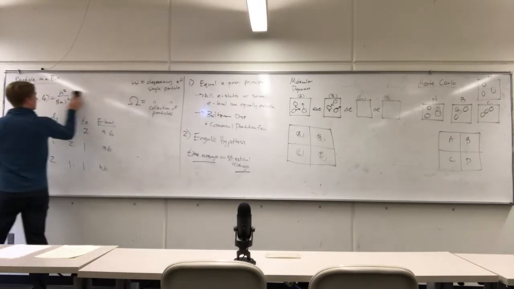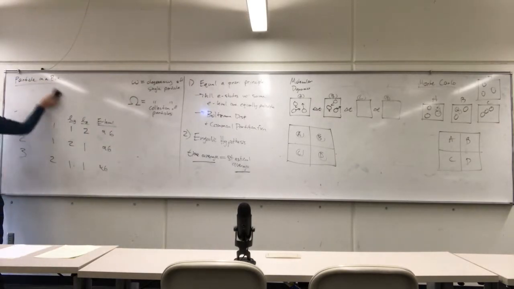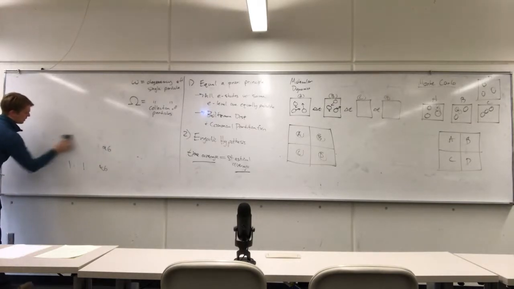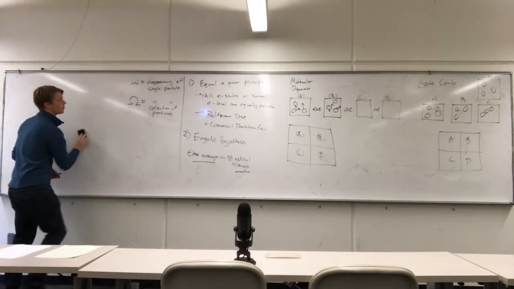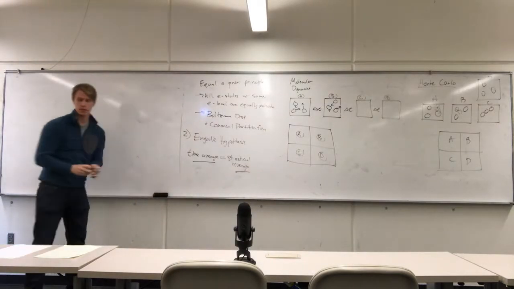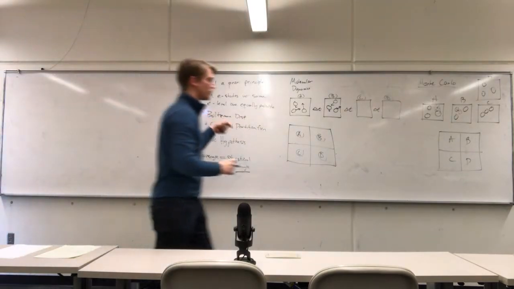Okay. So what we're going to do now is we are going to more or less exploit the equal a priori principle to demonstrate what its consequences are, and in the process we'll be deriving the Boltzmann distribution.